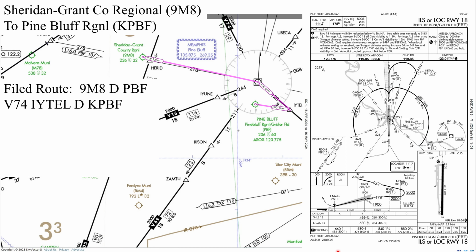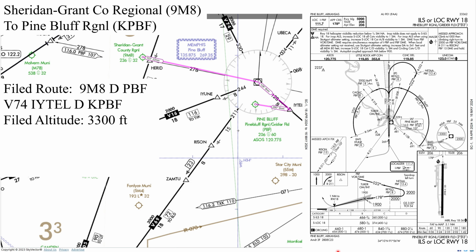Our filed route will be Sheridan Airport direct to Pine Bluff VOR DME, then taking Victor 74 to ITEL intersection, and then direct to Pine Bluff Airport. Again, we'll fly the DME Arc, and we'd probably want to put a remark in the flight plan to let ATC know that we want to fly that Eastern DME Arc onto the ILS approach, or we could just let them know once we get airborne.